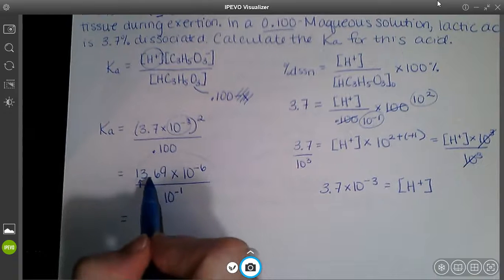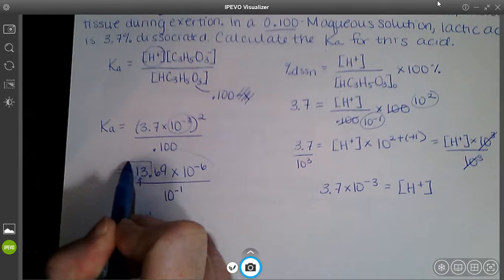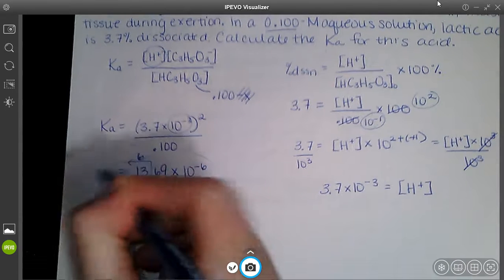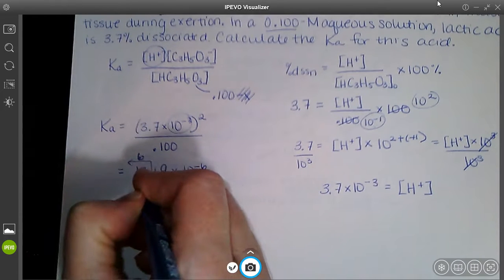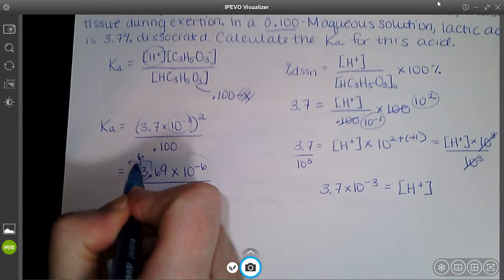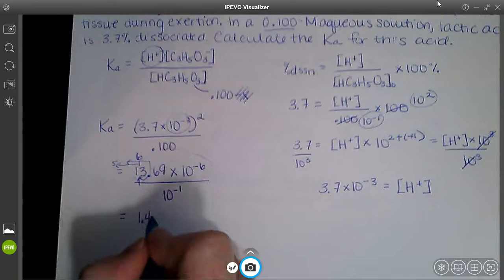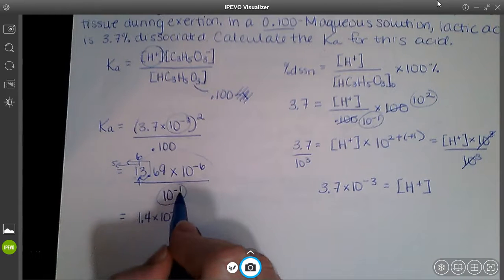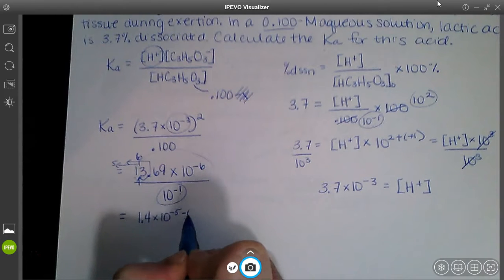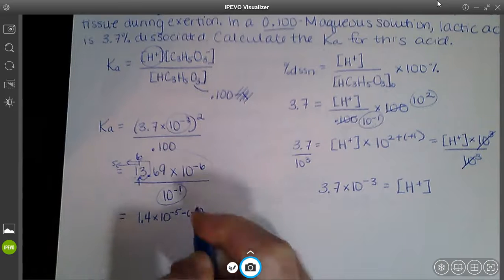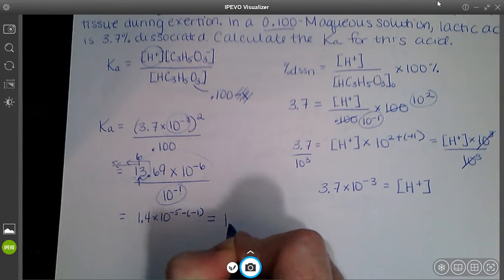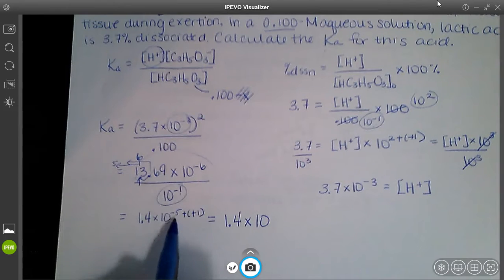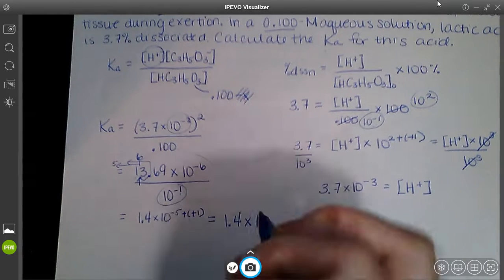Now, because this is a negative exponent, my decimal, if I were writing it out, would be 6 spots that way. So since it's really 6 spots that way, once I move it over 1 to the left, it's only 5 spots over. So this is now 10 to the negative 5th. I've divided by 10 to the negative 1, so when you divide, you subtract my negative 1 exponent. So Ka is 1.4 times 10 to the, this becomes plus, so negative 5 plus 1, negative 4.